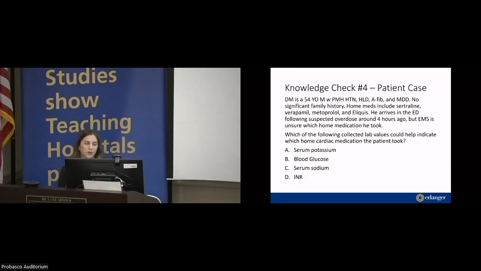And then we're going to go into a mini patient case. So DM is a 54-year-old male with a past medical history of hypertension, hyperlipidemia, AFib, and major depressive disorder. Has no significant family history. Takes sertraline, verapamil, metoprolol, and Eliquis at home. He arrives in the ED following a suspected overdose around 4 hours ago, but EMS is unsure which home medication he took. Which of the following collective lab values would help indicate which home cardiac medication the patient took? Yeah, B.